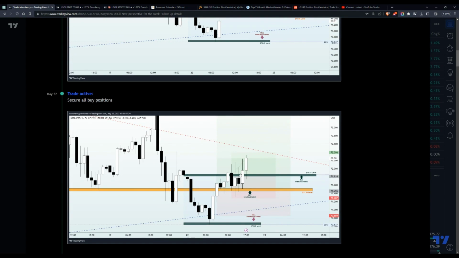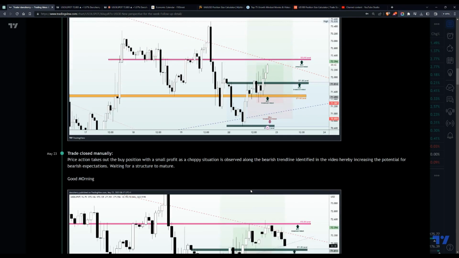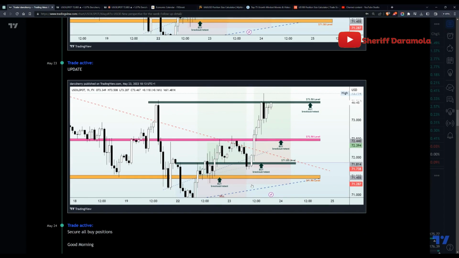And of course, we had a breakout of the resistance line. And since then, we were buying the US All Sports throughout the first half of last week. And not until price action got into that $72.50 level, we began to see some choppy situation going on. And I think this is how we bought.